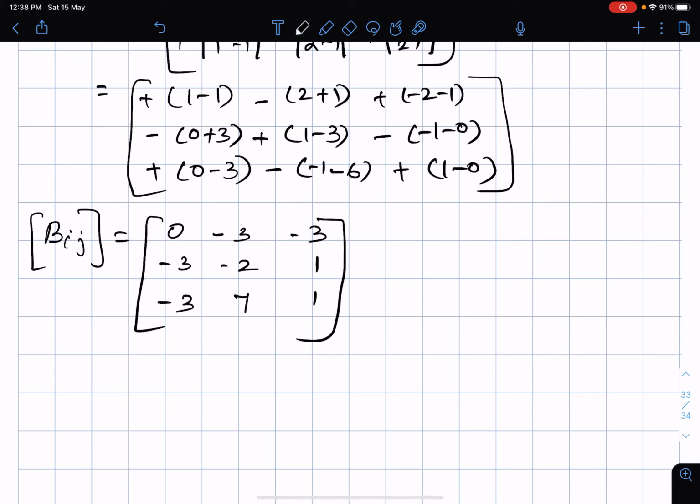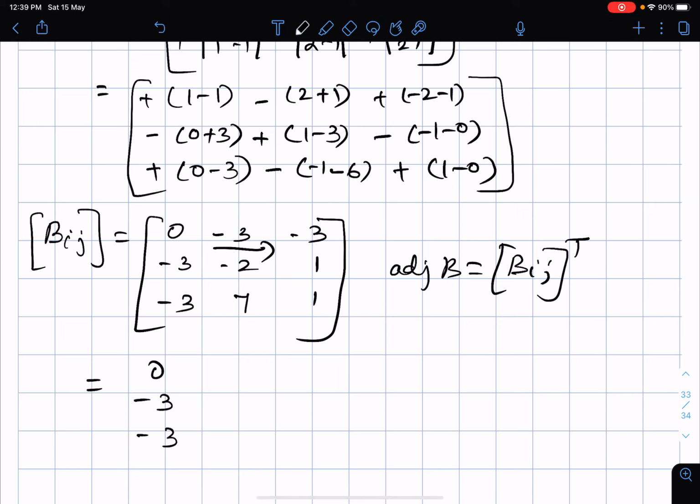Now for this you have to take the cofactor matrix. Now you have, this is the cofactor matrix. For getting adjoint B, you are going to write the transpose of this cofactor matrix. So it is going to be row into column. So 0, minus 3, minus 3. Second row, minus 3, minus 2, 1. And the third row, minus 3, 7 and 1. So this is going to be your adjoint B.